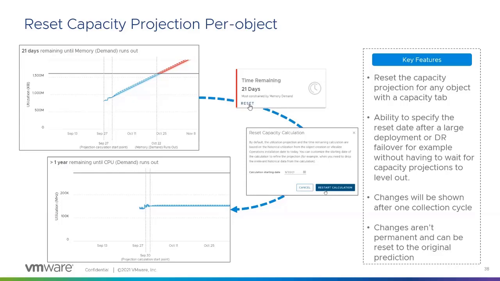So that's where this reset capacity projection option came in. We can actually go in to, say, a cluster and reset the capacity calculations. You pick a date that you want to reset it to, and then the system will start doing the projections and ignoring anything older than that date that you specified. So this is important. Like I said, when you have those really big changes, you can make the system adapt to those changes more quickly.